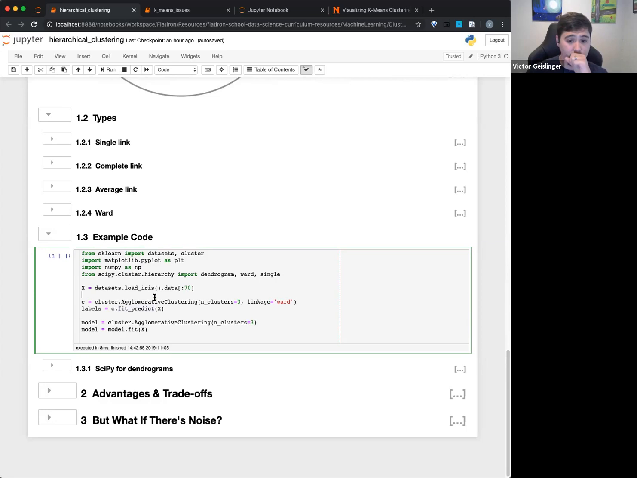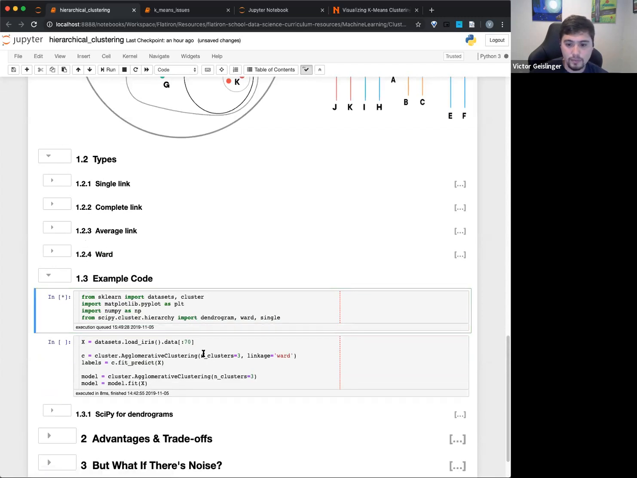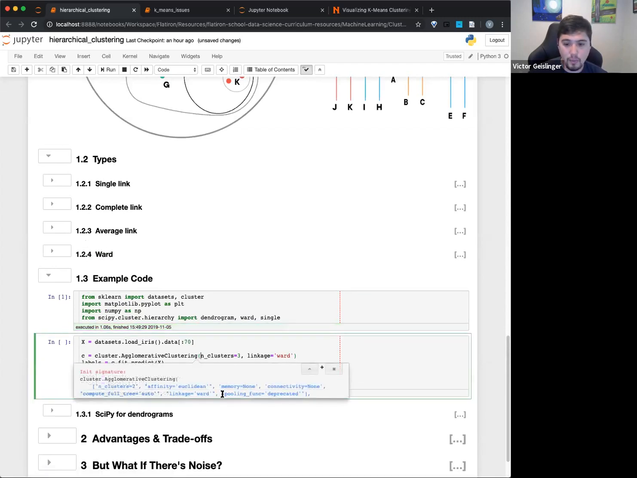But you can see I can actually make these clusters with sklearn by itself. So you can see I'm importing cluster. This is just data right here. So I'm just using the iris data. I'm only using 70 just to make it a little bit readable. And I'm going to say there's 3 clusters. I'm using linkage ward. Note that this is the default. If I do a little tab here. Oh, well, of course it doesn't work because I have to run this first. There we go. So you can see linkage ward is going to be the default already. But essentially that's how we're going to link them together.